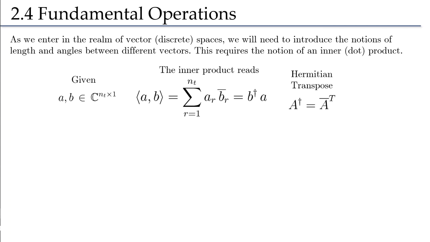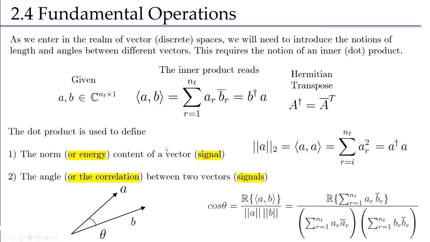What are the key operations using this inner product? The first is to compute the length of a vector. That is the inner product of a vector with itself, and you understand why this can never be negative. In signal processing, we call this energy.